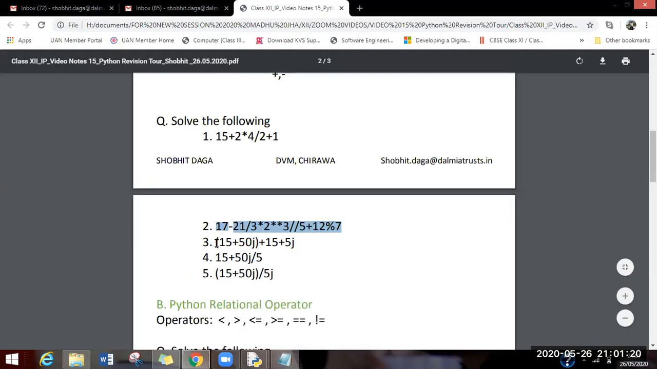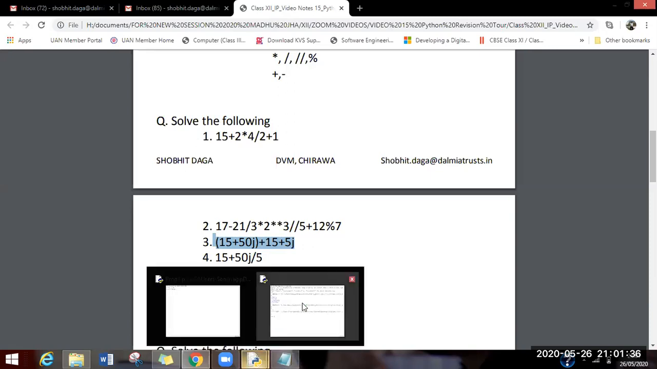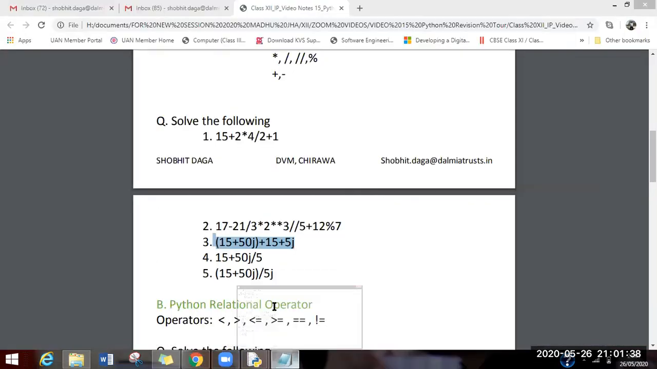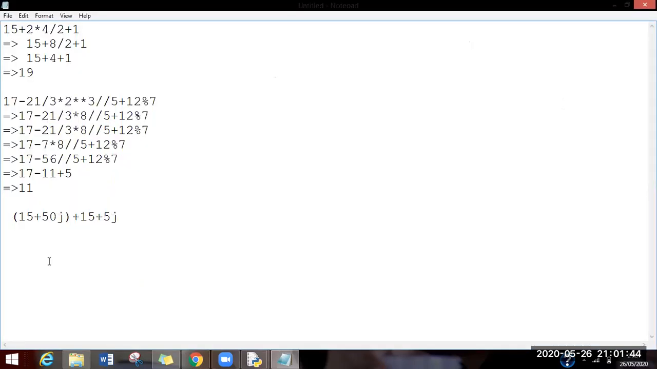The next question is about complex numbers. Because arithmetic operations can be done on all types of numeric values, it can also be done on complex numbers. So the answer for this one: add the real part and add the imaginary part. As simple as that. So the answer for this will be 30 plus 55j. Simple, straightforward.